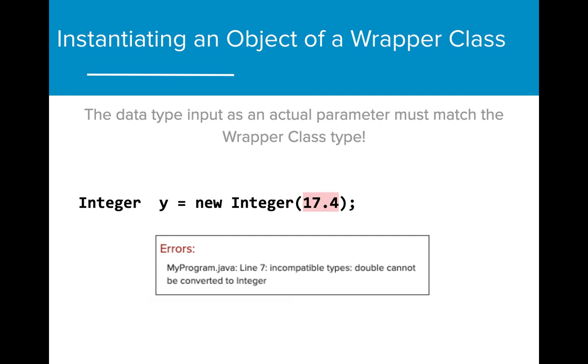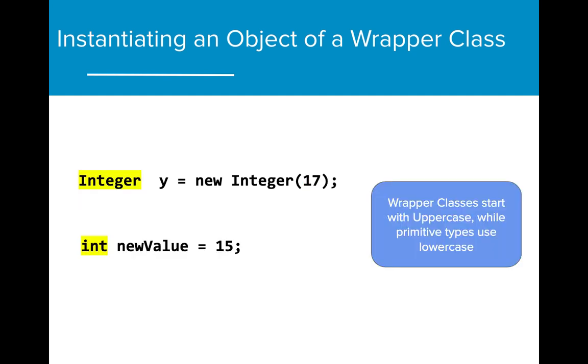Just as with other object types, we can only input acceptable data types. For wrapper classes, the data type must match the primitive data types. Integers can only be given int parameters, and doubles must be given double values. We can distinguish the primitive types from the wrapper classes by the lettering. If the data type starts with an uppercase letter, then it is a wrapper class. Otherwise, the data type will be the primitive version.